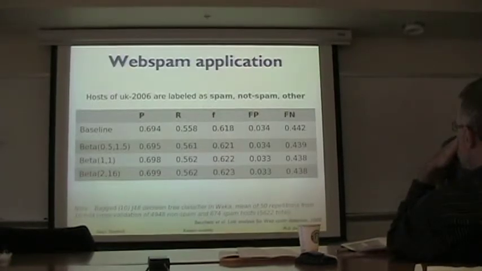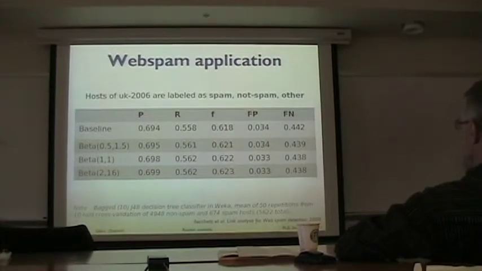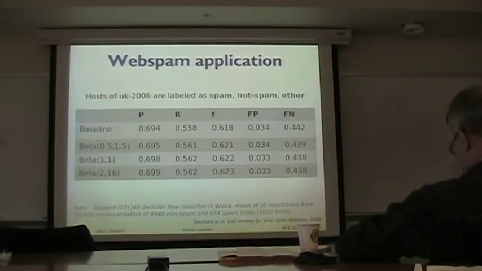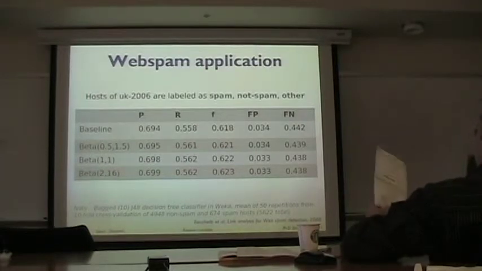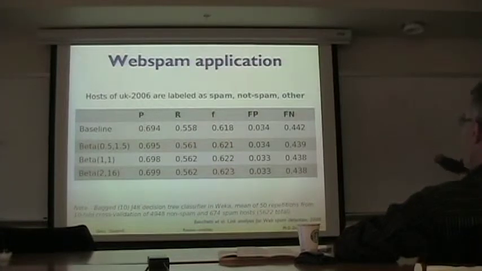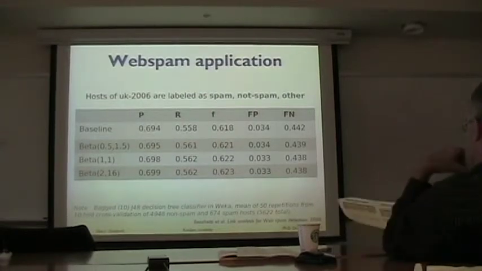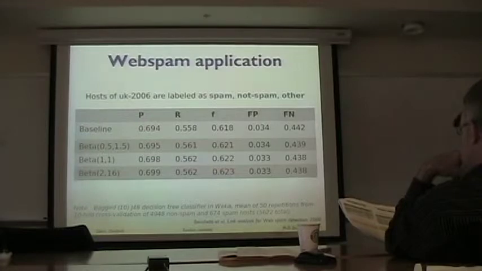I can see I'm running out of time here, so in the closing minutes, I will talk about an application of this to web spam identification. So it turns out that the hosts of this UK 2006 graph that we had looked at, where the standard deviation was different than the PageRank vector, are labeled as spam, non-spam, and others. And there was a competition formed around this to use this as a sample graph for how people can use the links on web pages to identify whether or not a page might be a spam page.